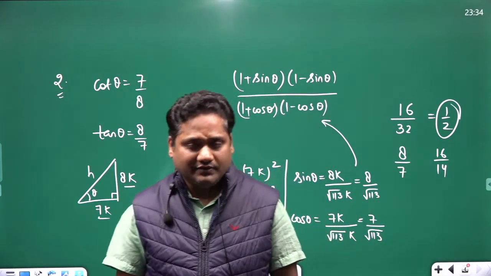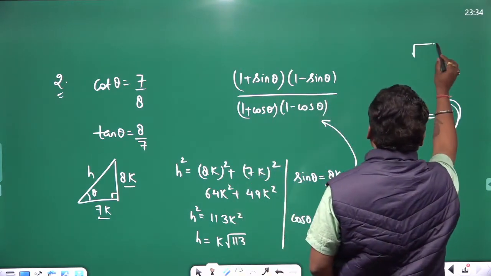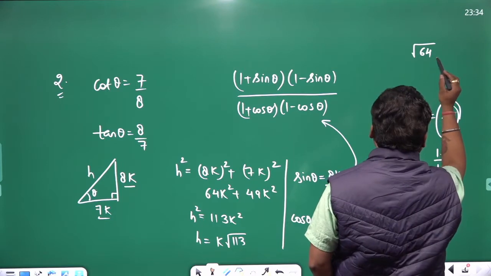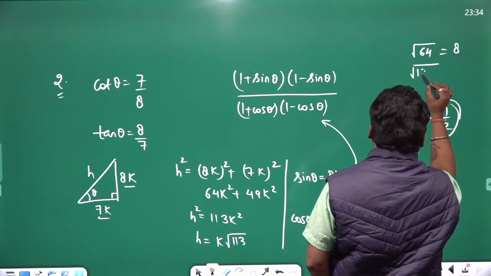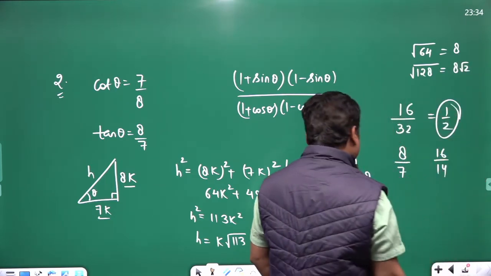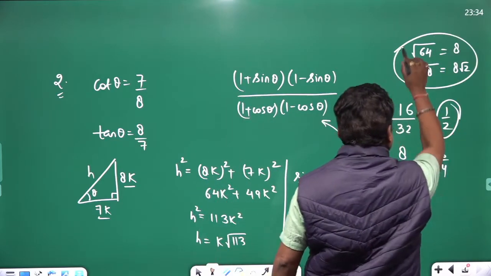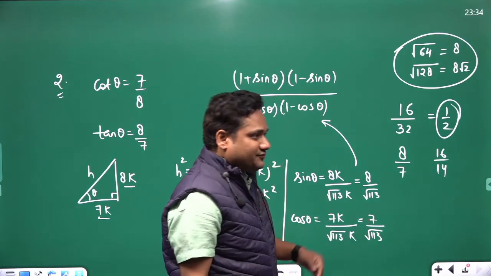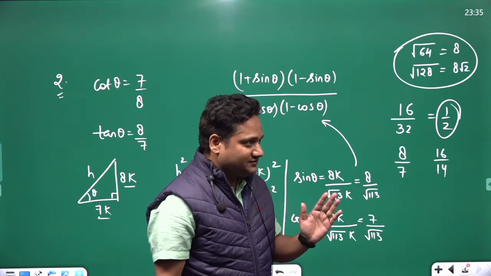Generally, we solve the square root. How? If it is root 64, we can say that this is 8, or if I say it is root 128, I can say that 8 root 2 if the common term comes up. This is one way. Another way is to leave our answer in such form in India.